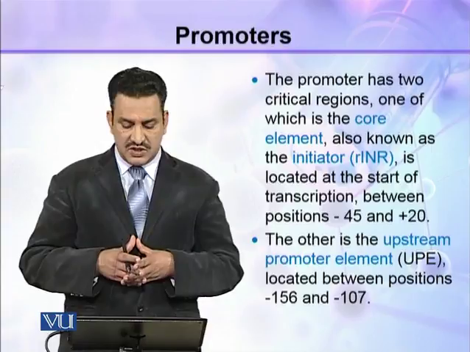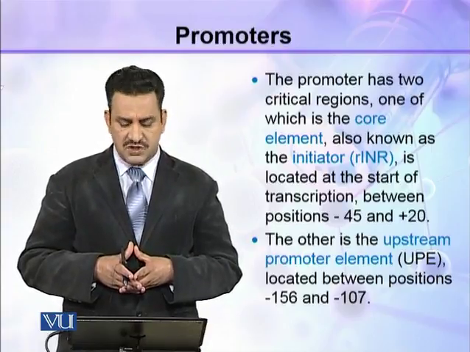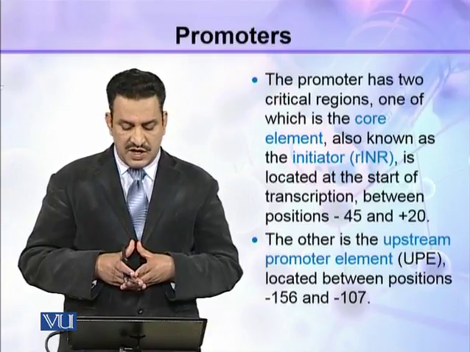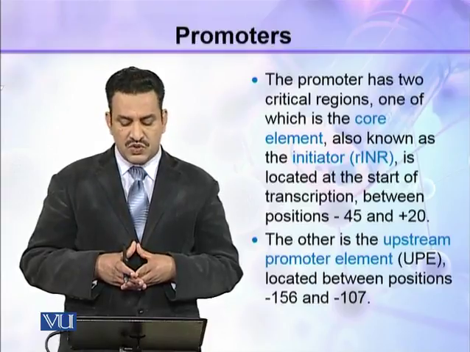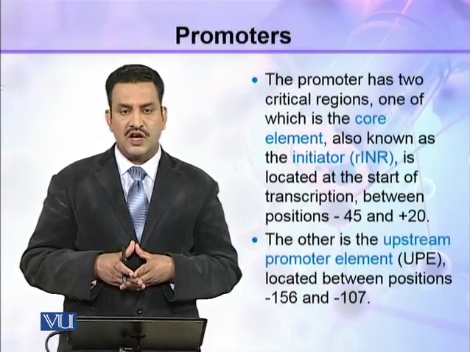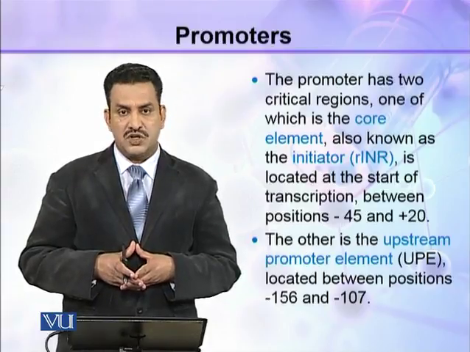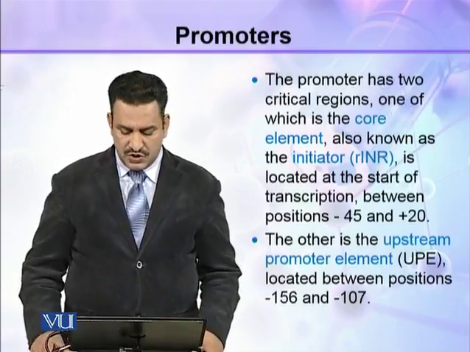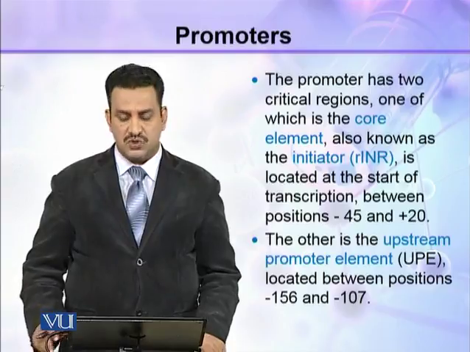The promoter has two critical regions, one of which is the core element, also known as the initiator, and it is located at the start of transcription between positions -44 and +20. The other is the upstream promoter element, UPE, which is located between positions -156 and -107.